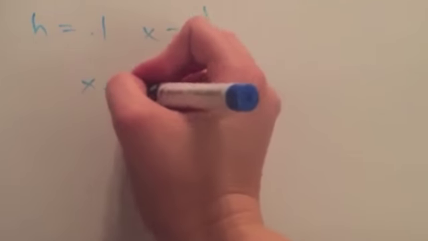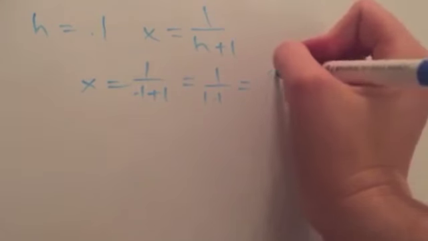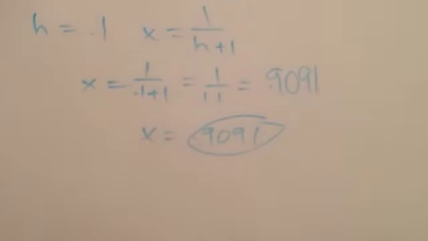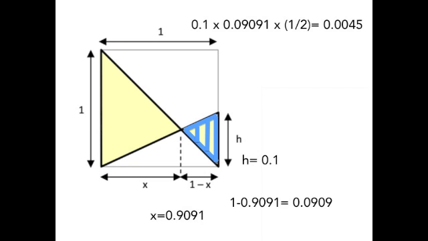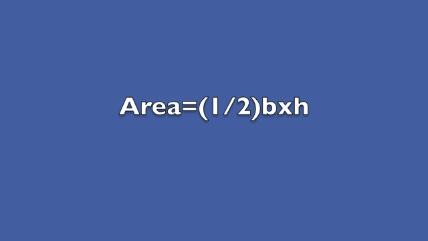If we plug in our initial height of 0.1 centimeters into the equation, we will solve for x as equaling 0.9091 approximately. Now that we know x, we should be able to solve for the area of the smaller triangle on the right-hand side of the square. The base length should be 1 minus x for the entire base length of 1, so you take 1 minus 0.9091 and end up with 0.0909 approximately.